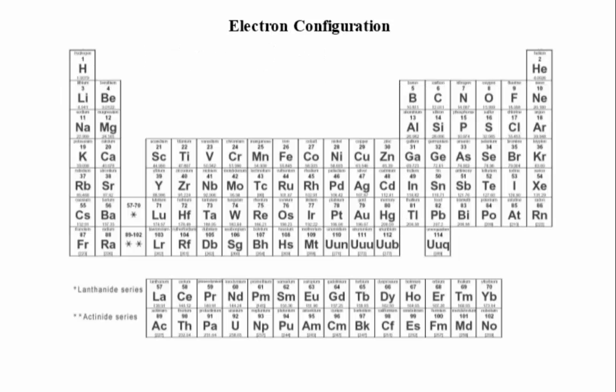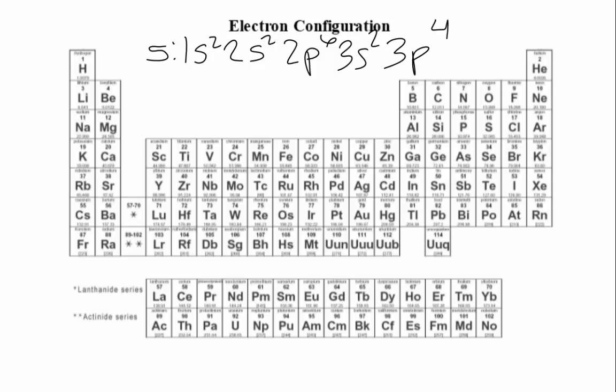Now that we have an understanding of how this works, I'm just going to pick an element off the periodic table. I'm going to pick sulfur and write the full electron configuration of sulfur. So it'd be 1s2, 2s2, 2p6, 3s2, 3p4. If we check here, we see that sulfur has 16 electrons. So we have 2, 4, plus 6 here is 10, plus 2 is 12, plus 4 is 16 total electrons.